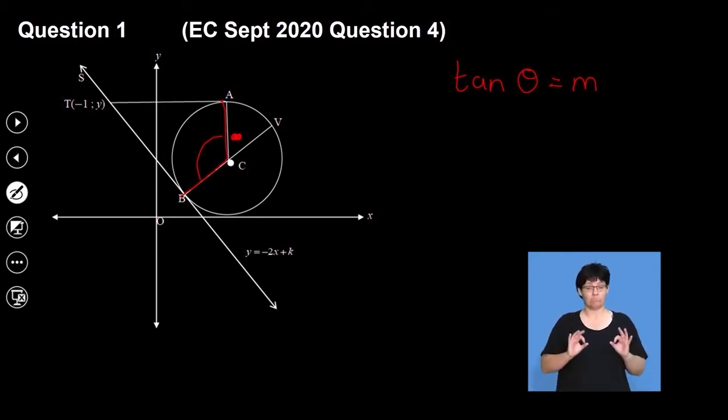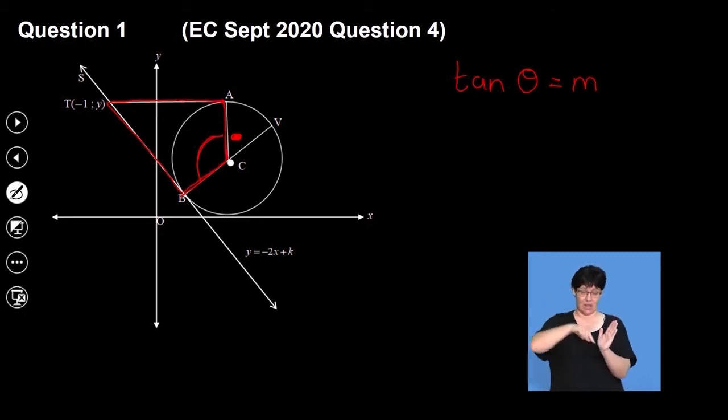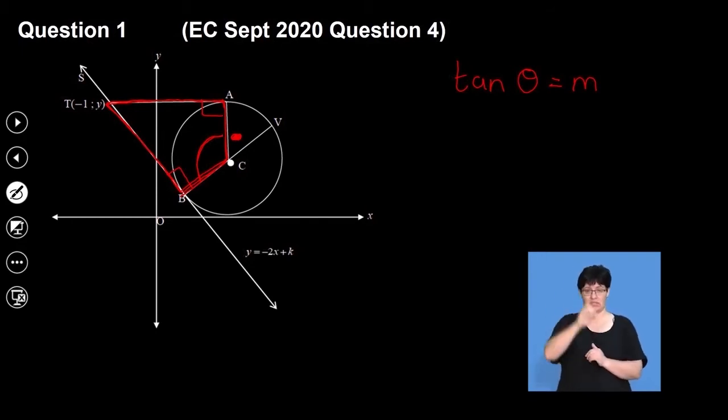But a more efficient way to calculate the size of this angle is to look very carefully at this quadrilateral over here. You can see there it is. So it's quadrilateral ATBC. And if we understand our circle geometry, we can see that that is a cyclic quadrilateral. The reason it is cyclic is because those two angles over there are both equal to 90 degrees. They're both the angle between the tangent and the radius, which means they're both right angles.